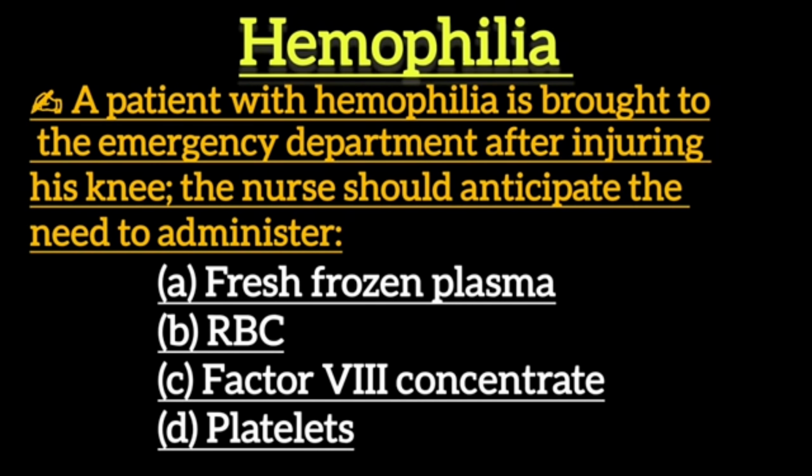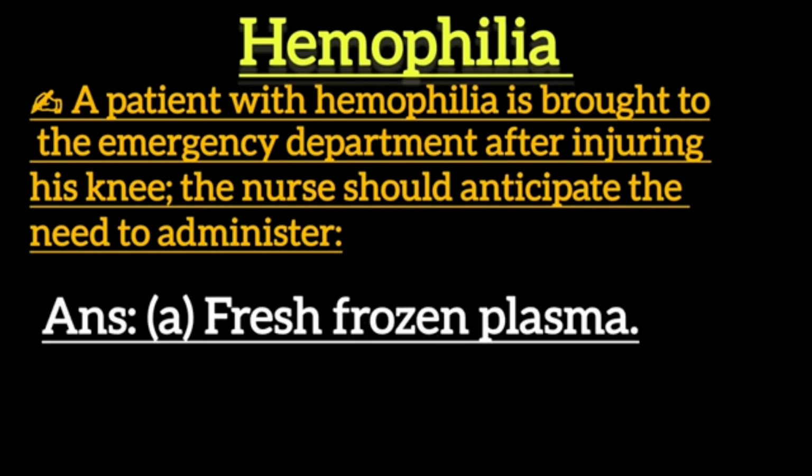Next one: a patient with hemophilia is brought to the emergency department after injuring his knee. The nurse should anticipate the need to administer option A, fresh frozen plasma, option B, RBC, option C, factor 8 concentrate, option D, platelets. Correct answer is option A, fresh frozen plasma.